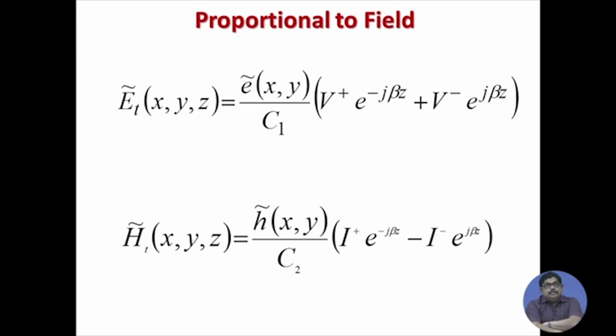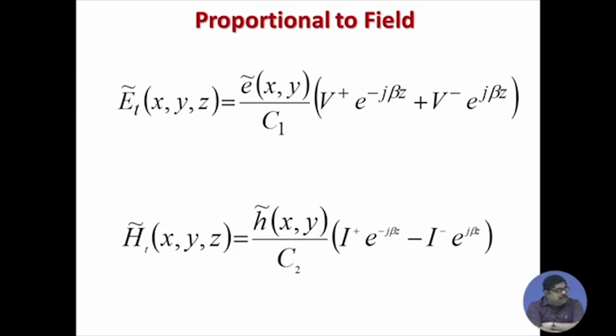Now, see that for the guidelines for defining equivalent voltage and current, the first two points are that the equivalent voltage is proportional to the transverse electric field. That is why we are writing E t (x, y, z), that should be written as V plus by C1, where C1 is a constant.